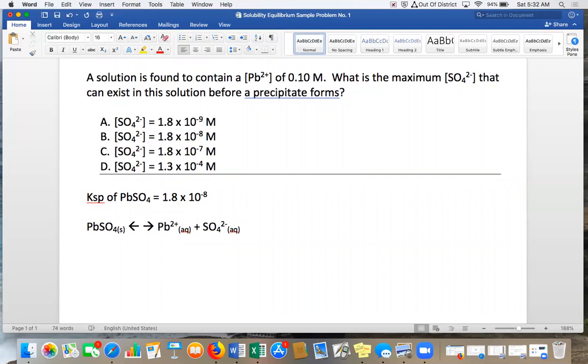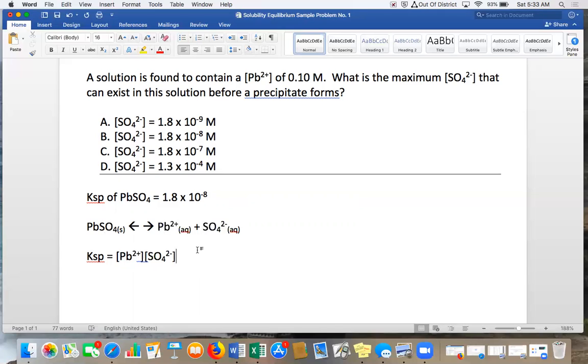Let me also write out the KSP expression. So that's going to be equal to the concentration of lead 2 plus ions times the concentration of sulfate 2 minus ions. We would normally divide by the concentration of reactants, but because your reactant is a solid, it does not get included in the KSP expression. And the exponents on these terms is going to be just 1 because the coefficient in front of the 2 ions is also just 1.